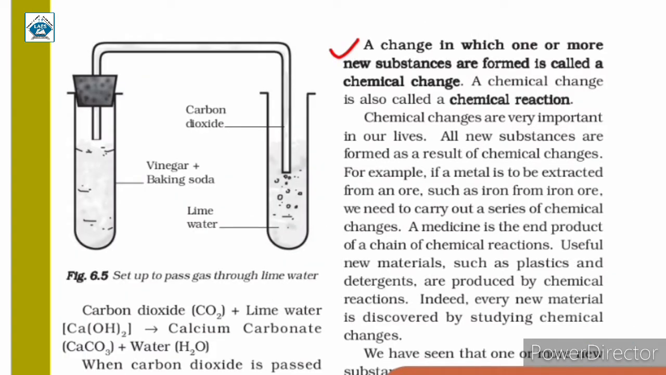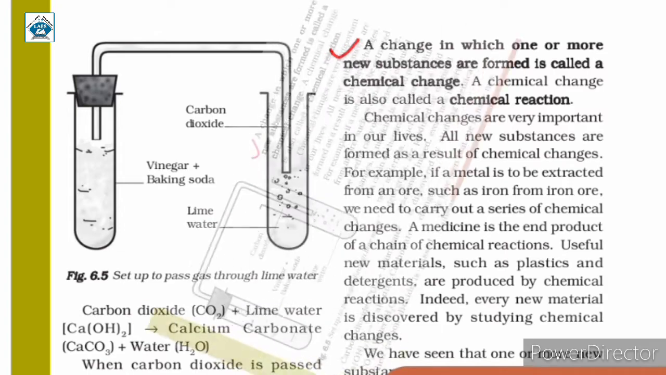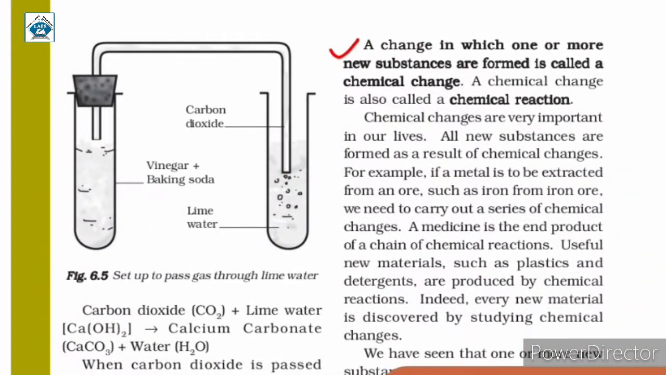A change in which one or more new substances are formed is called a chemical change. A chemical change is also called a chemical reaction. So here we have the definition of chemical change. A change in which one or more new substances are formed is called a chemical change. That is, when a chemical change takes place, new substances will be formed. A chemical change can also be called a chemical reaction.